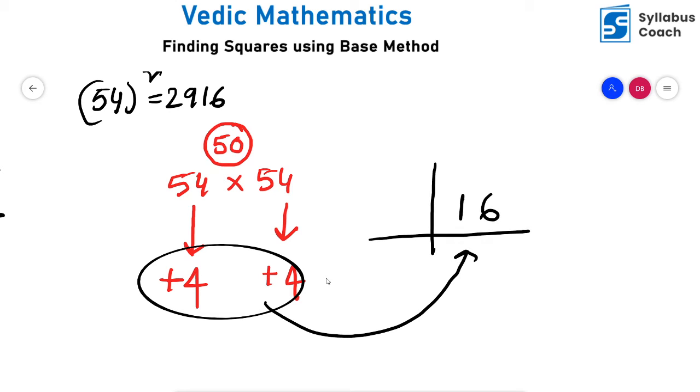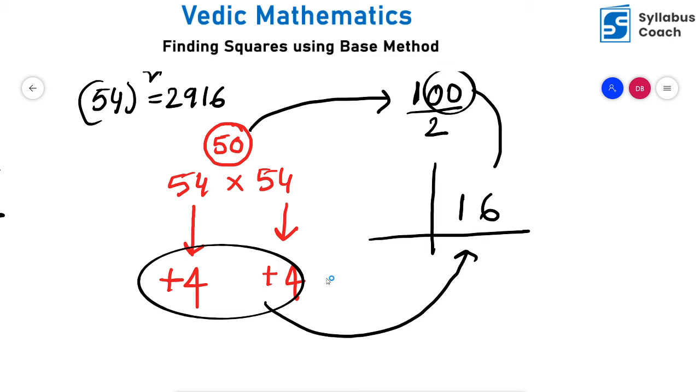Right. And now you will have to compare this 50 with the main base. What is the main base, students? It is 100 by 2. Right. As the main base is 100, we'll have two digits on the right hand solution. Right. Just 16. But the base is being divided by 2. That's why the answer that you get should also be divided by 2.